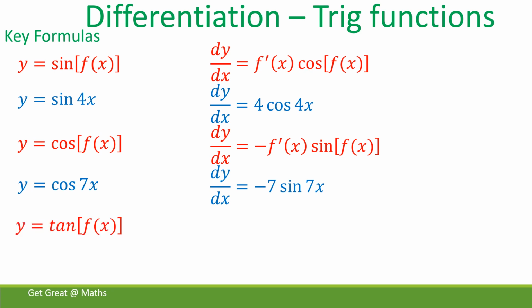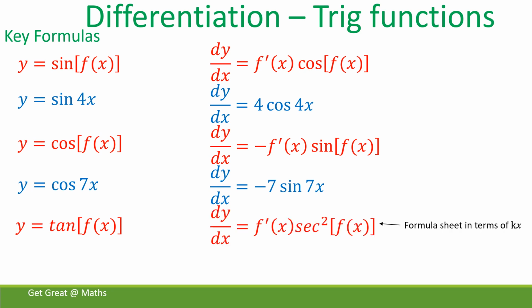The last function on this page is y equals tan of f of x. The differential of tan is sec squared, and this is given in the formula book. But more specifically, I have got f dashed of x times by sec squared of f of x. In the formula sheet, it is given in terms of k. So you've got k sec squared of kx. More generally, I've used the formula here, so f dashed of x sec squared of f of x. An example of this is y equals tan 2x. The differential of 2x is 2, so dy by dx is 2 sec squared of 2x.